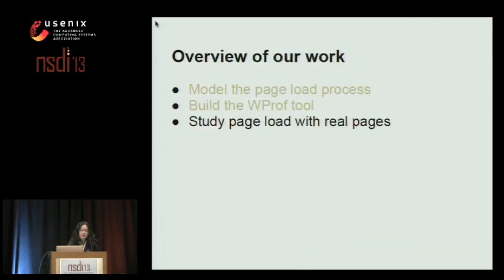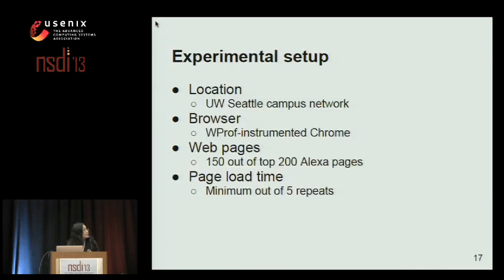Now let's look at our experiments with real pages using WProf. Here is the experiment setup. We run our experiments on the UW Seattle campus network using WProf-instrumented Chrome. We look at 150 pages out of the top 200 Alexa pages. We repeat our experiments 5 times and look at the minimum.